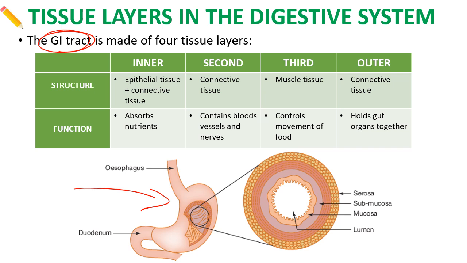So we'll start off with the inner layer here. It's got the scientific names down here, which is the mucosa, but we don't really need to know them. So the inner layer, it's built up using some epithelial tissue, which is a really important layer. We'll look at that later. And there's also connective tissue there as well. The whole function of this inner layer is to absorb the nutrients. So that's the key tissue in the digestive system.